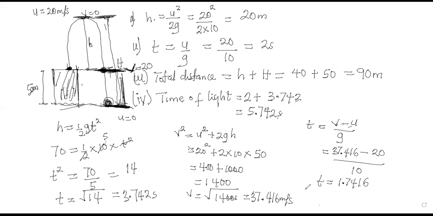Therefore, the time of flight will be equal to this total time, which is 4 plus 1.7414, and that is equal to 5.742 approximately. 5.742, just as we got when we considered the other method. Class, are you okay? Yes, please. So there are so many ways to look at this.